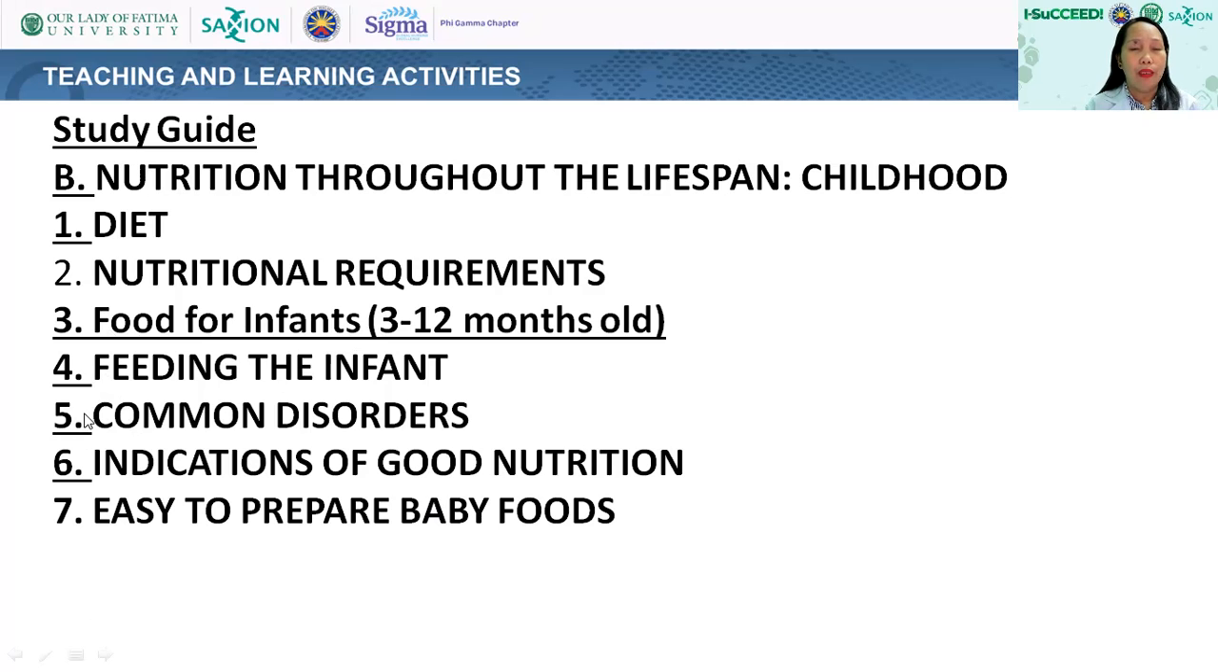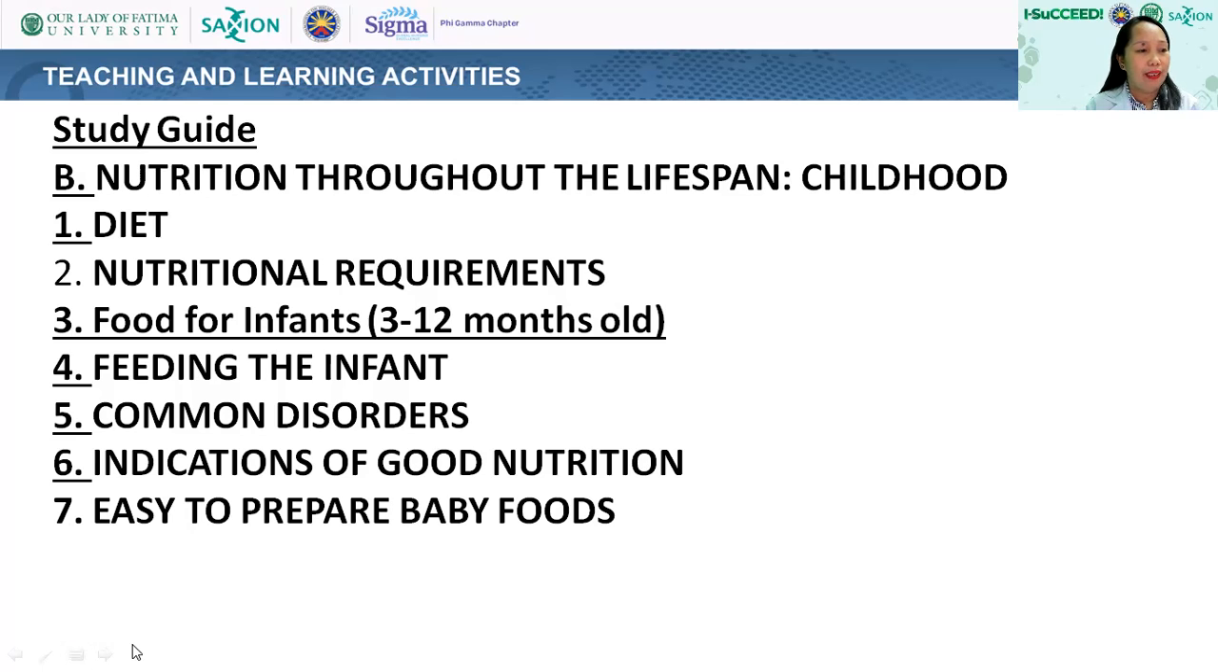Next, we will have the common disorders that are usually encountered or experienced by an infant, and to know the indicators or the indications of good nutrition in an infant client. And lastly, we're going to prepare some easy-to-prepare baby foods for our infant.